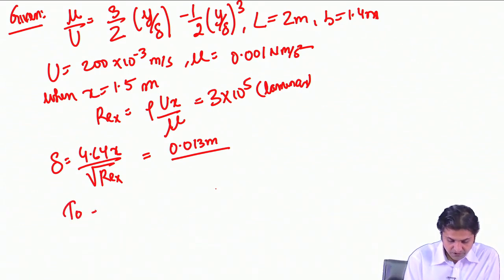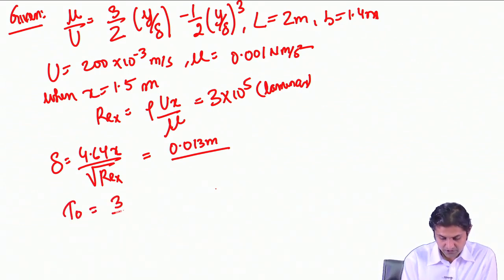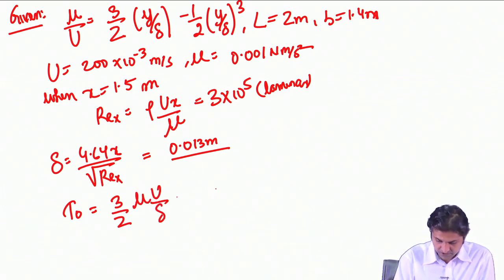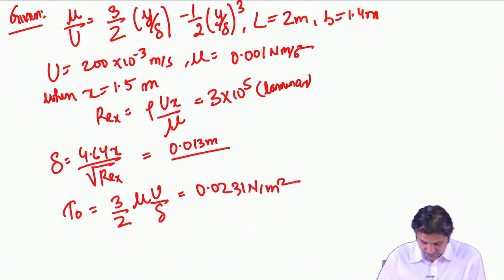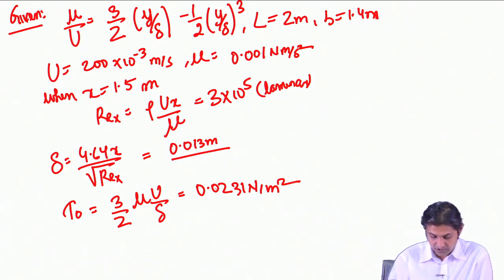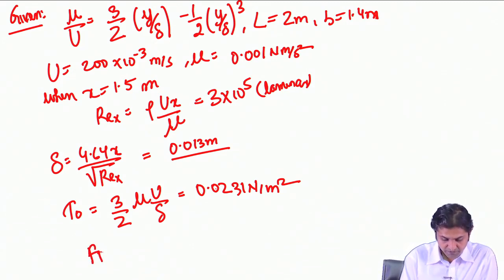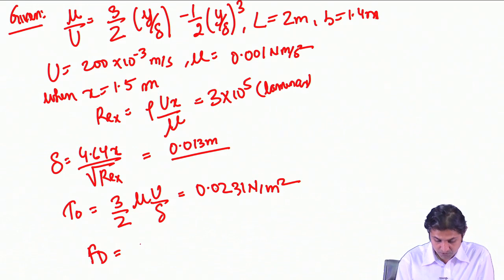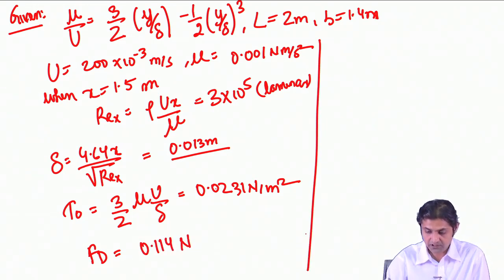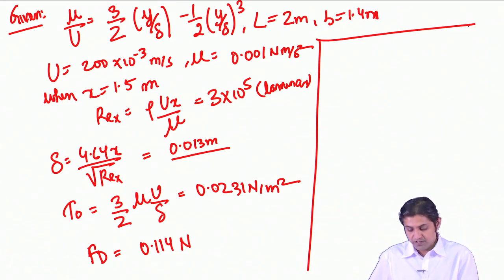For the wall shear stress we have already derived 3 by 2 mu U by delta, and after substituting the values you will get 0.0231 Newton per meter square. This is simply substituting in the values. Similarly, for Fd, the drag force that we derived last time, it will come out to be 0.114 Newton. You should verify it, just substitute in the values.